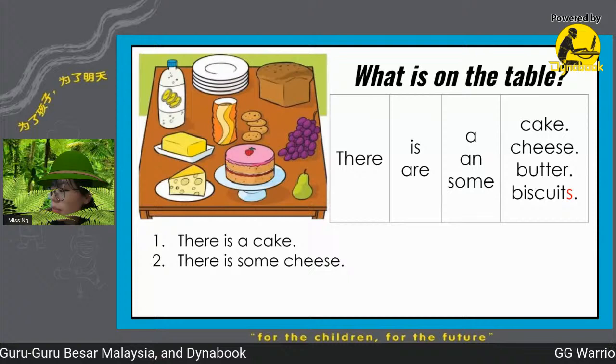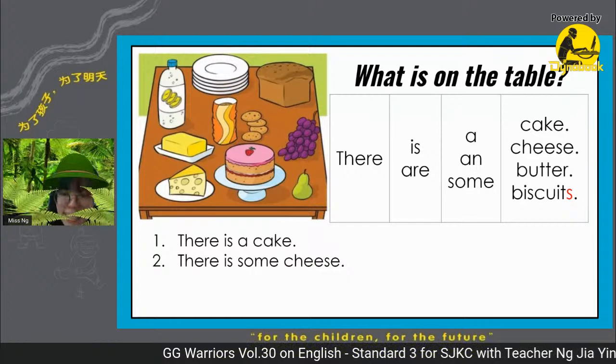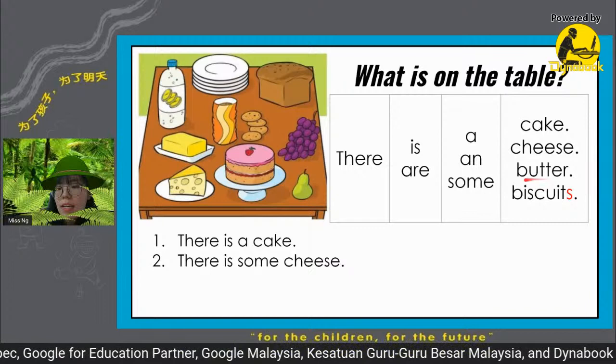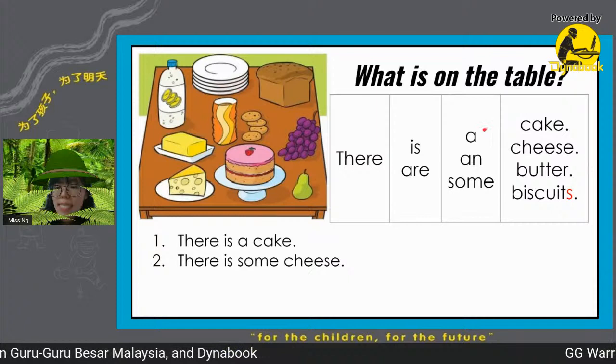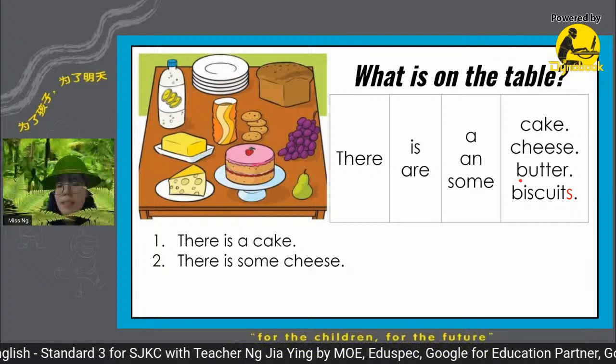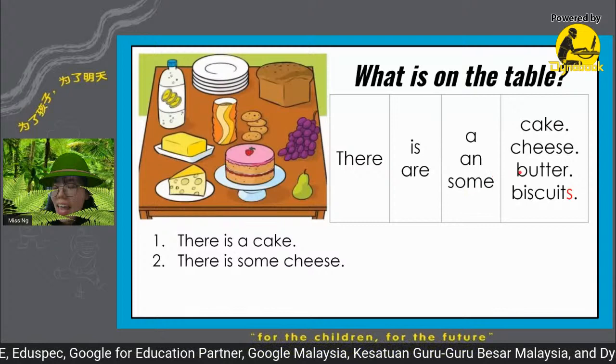We cannot count butter. Very good, because we need to cut it into smaller pieces, right? To put it on our bread. Yes, well done. So as for butter, if we cannot count it, it would be some butter, because for uncountable, we cannot use a, we cannot use an, we must use some, okay? So if we say butter is uncountable, we must use there is some butter. Okay, well done, everyone. I can see a lot of you making this sentence in your comment now.